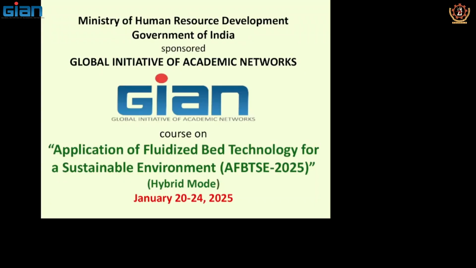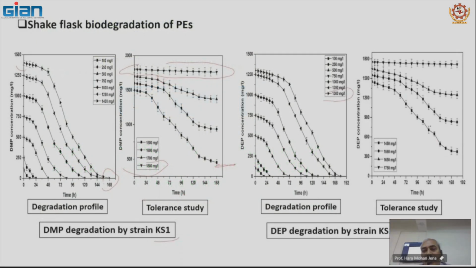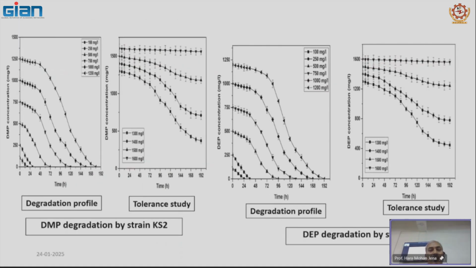Even at 1400 it is not degraded, and up to 1700, 1750, it is almost flat. That means the microbes are dying at this concentration of the phthalate ester. Again, for another strain, KS2, the same study is repeated. The degradation profile and the tolerance study are there. Why am I showing this? Because I will compare that with this one, the fluidized reactor, and this suspended cell system will be compared.